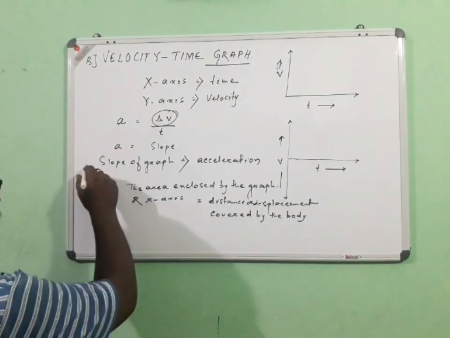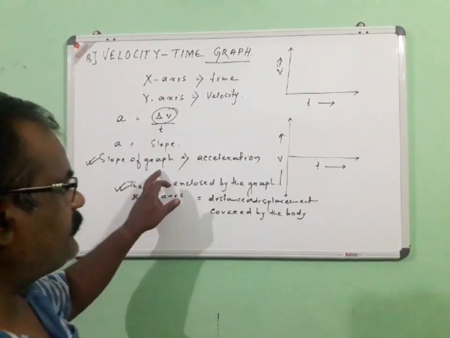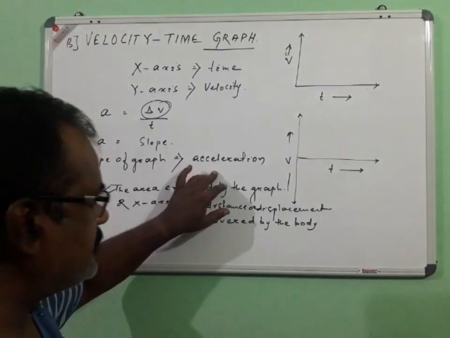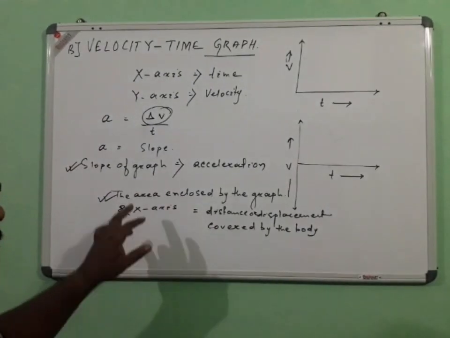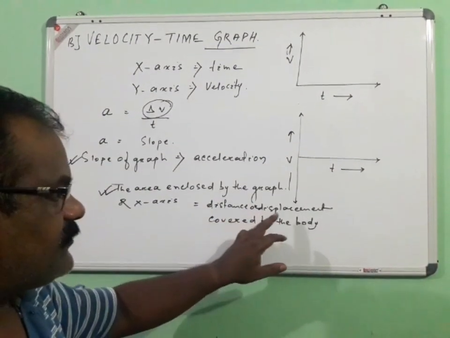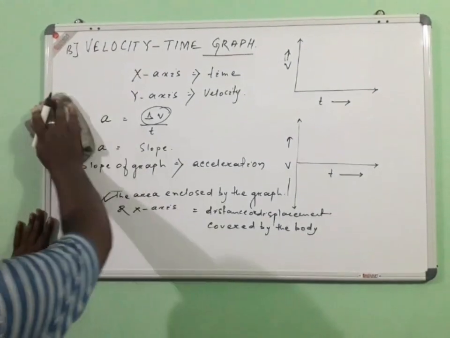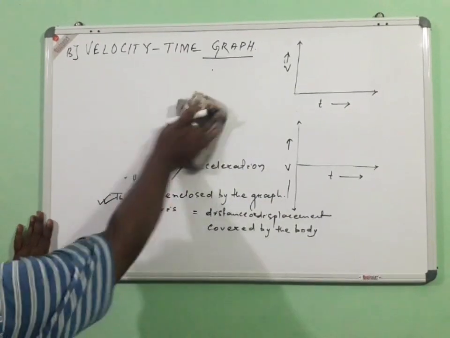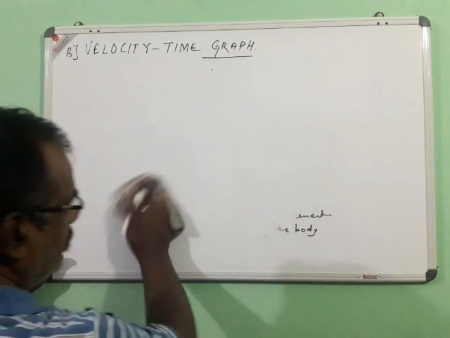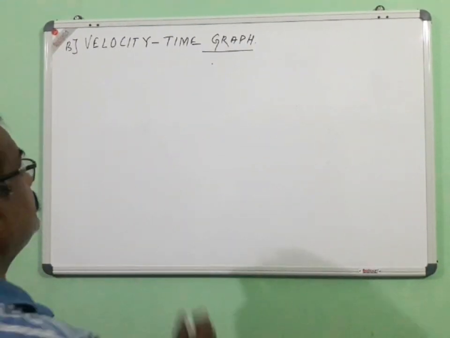These two are very important. The slope of the graph, whichever graph you get, shows acceleration or retardation, and the area enclosed by the graph and the x-axis indicates the distance or the displacement covered by the body. Now come to the different conditions. We'll discuss what the nature of the graph should be and how we can find out the distance and acceleration.